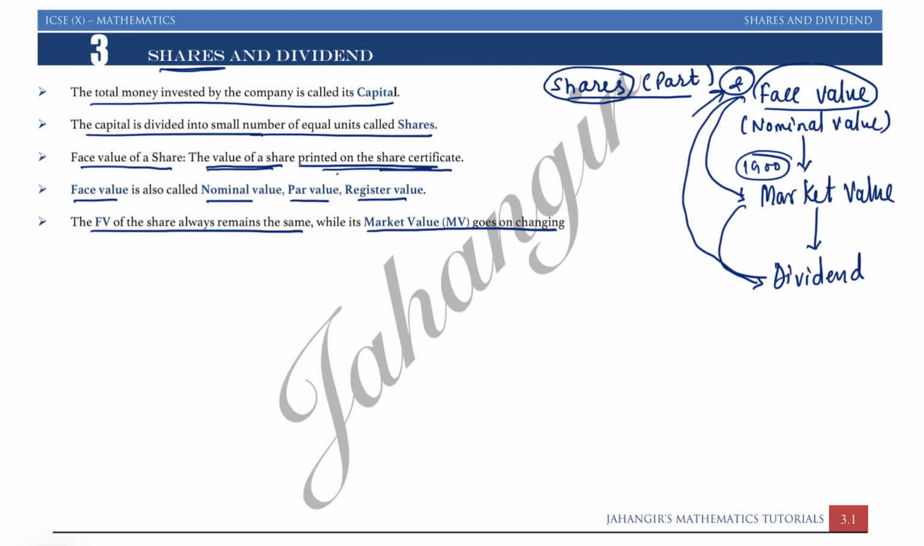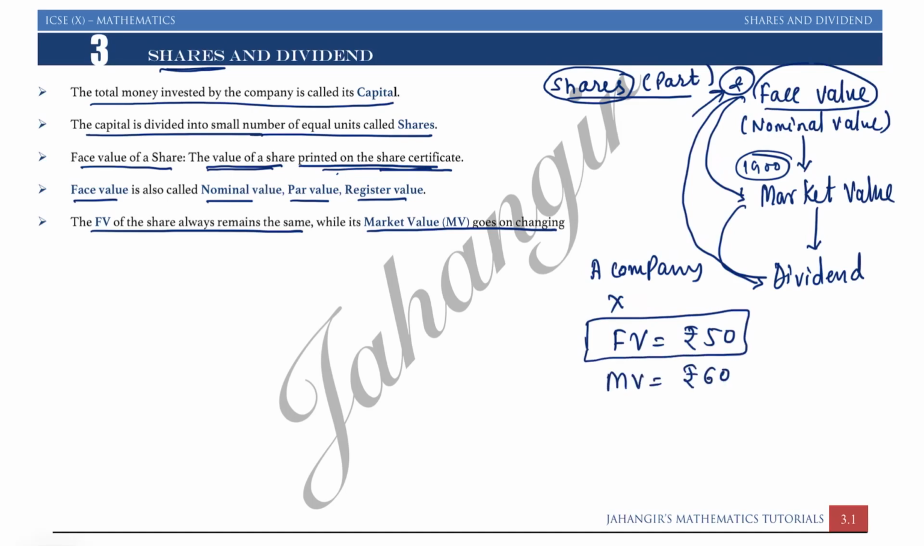So if we say a company X has shares whose face value is rupees 50, it's a fixed value, it will not change. But if the market value is rupees 60, that means market value is greater than face value. When market value is greater than face value, we say the share is at premium. Premium means its value is more than the face value.